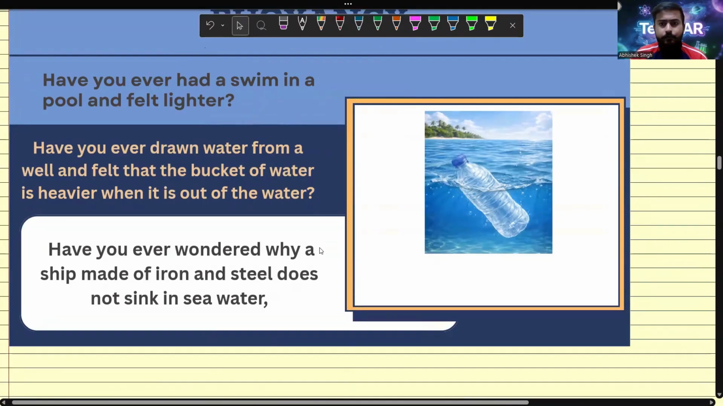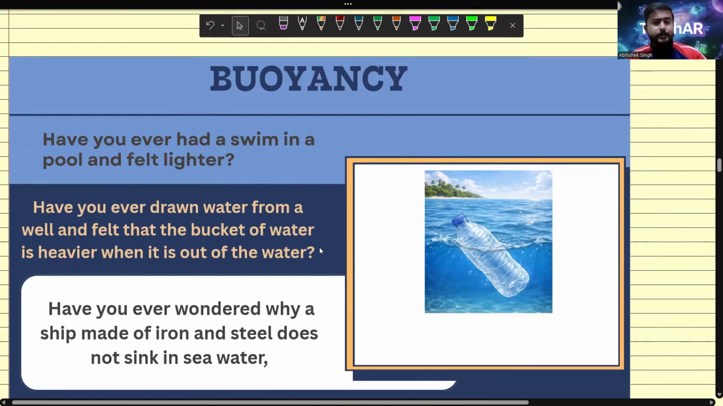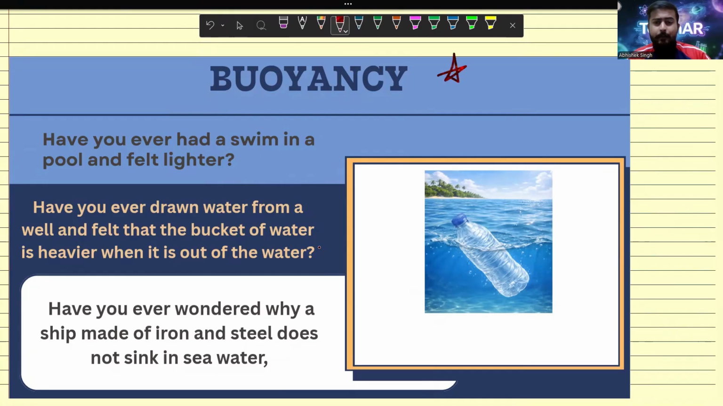Let's move ahead. The next topic is buoyancy. This is one of the important topics and a very conceptual thing in this chapter. Before explaining buoyancy, I would like to ask you some questions. Have you ever had a swim in a pool and felt lighter? Let me explain it. When you get inside the pool, you feel that your body is lighter than usual. Next question, think about it. Have you ever drawn water from a well?